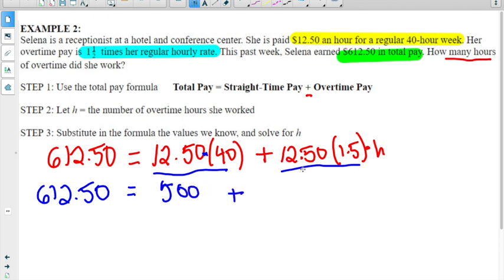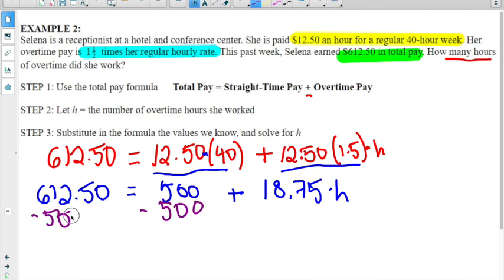Okay, 12.50 times 1.5 is 18.75. And that is still being multiplied times h. Our task is to solve for h. So next thing we need to do is subtract 500 from both sides. We are subtracting 500 because we have a linear equation, and when we solve linear equations, we do reverse order of operations. Okay, so the 500 is being added, so we need to undo that.